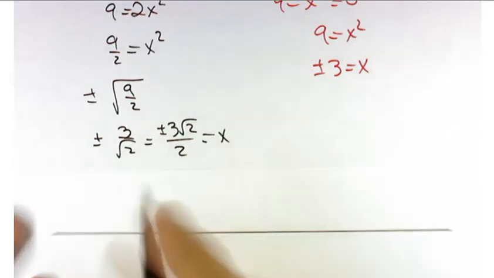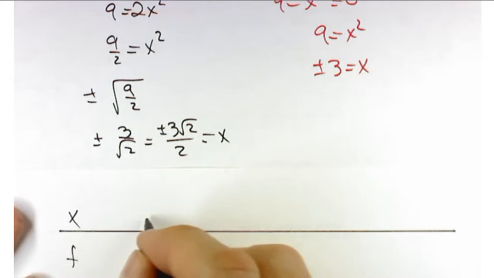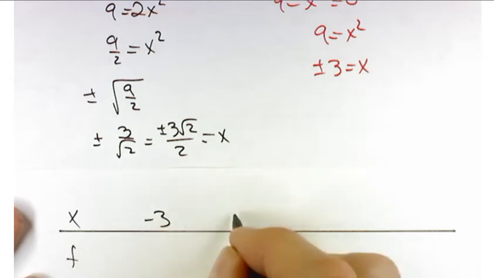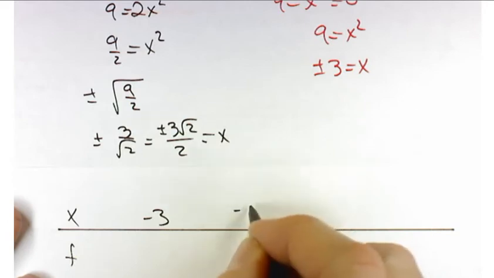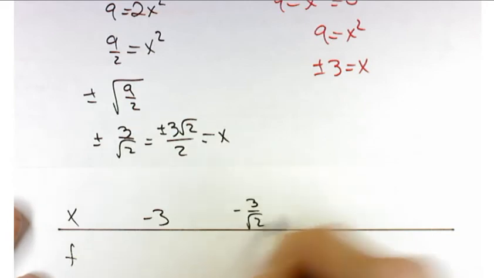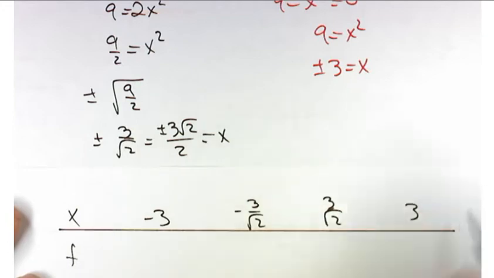So we've got points at x, f, and f prime, at negative 3. I'm going to go with this one. Negative 3 over the square root of 2, 3 over the square root of 2, and finally 3.